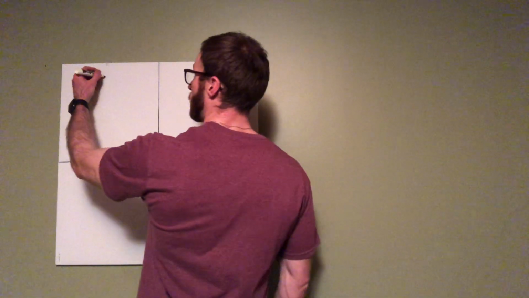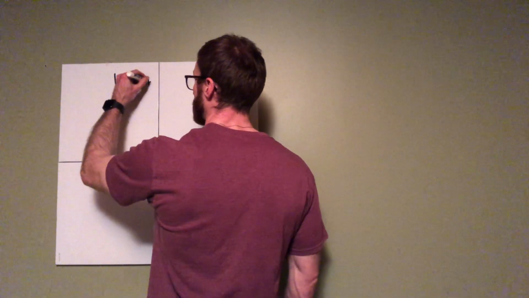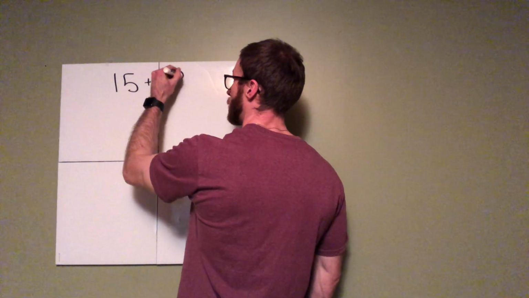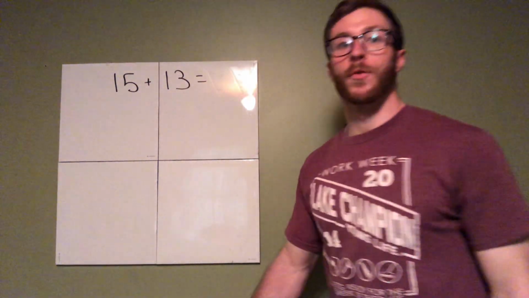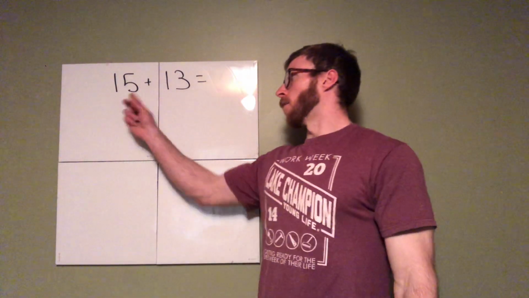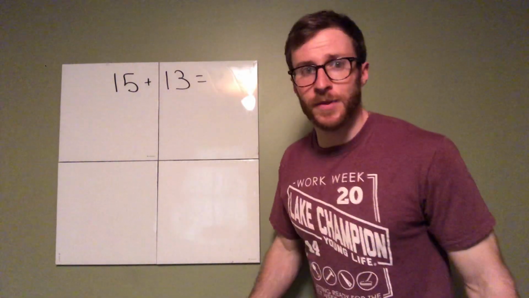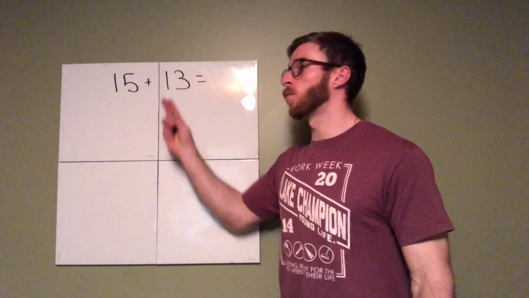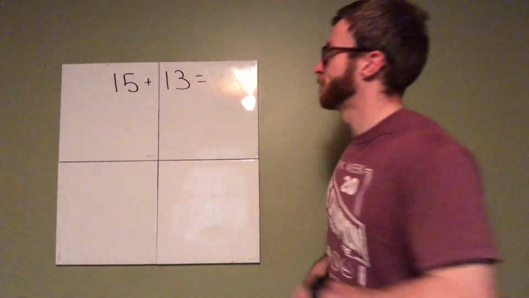We're going to write down 15 plus 13 equals, and we're going to find out what it equals. All right? So, for a number bond, we can split apart either one of these numbers. Both of them have only 1 ten, and we want to be working with tens, so we can do either one.